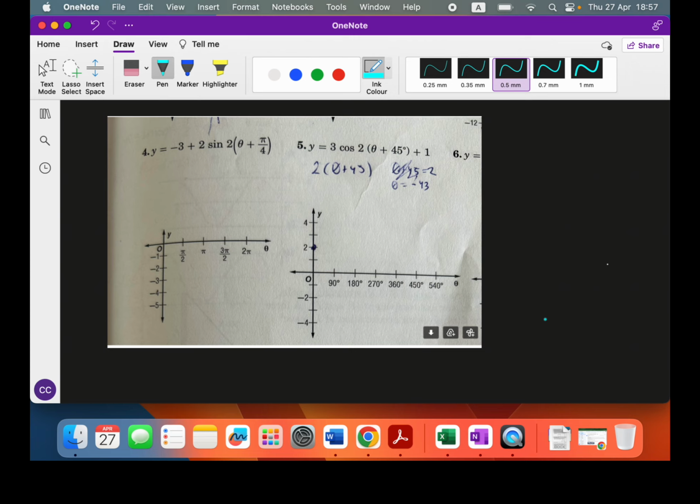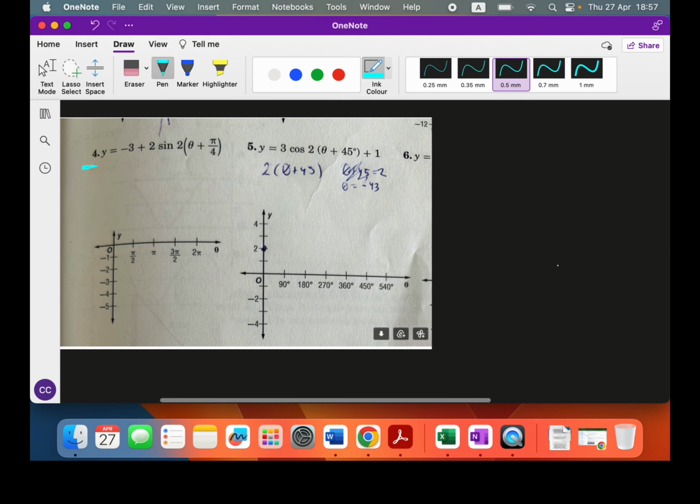All right, let's go ahead and try to tackle these problems one by one. The first one we're going to look at is this one here. Y is equal to negative 3 plus 2 sine 2 times the quantity theta plus pi over 4. So let's just break this down.